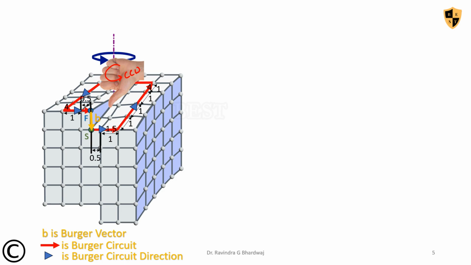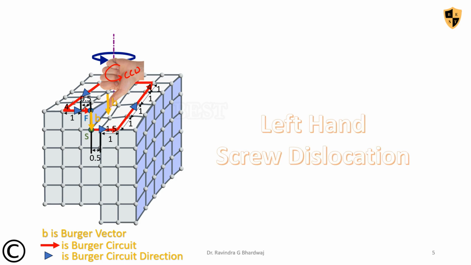Now in this left hand, when I align the curling of the fingers in this direction with the Burgers circuit, the direction of the Burgers vector, or the direction of the thumb, comes out to be downwards, which matches with the Burgers vector acquired for the Burgers circuit. So that means this is a left hand screw dislocation, because the left hand matches with the Burgers circuit and the Burgers vector direction. So in this way, we can decide by using a Burgers circuit and the Burgers vector what is the type of screw dislocation.